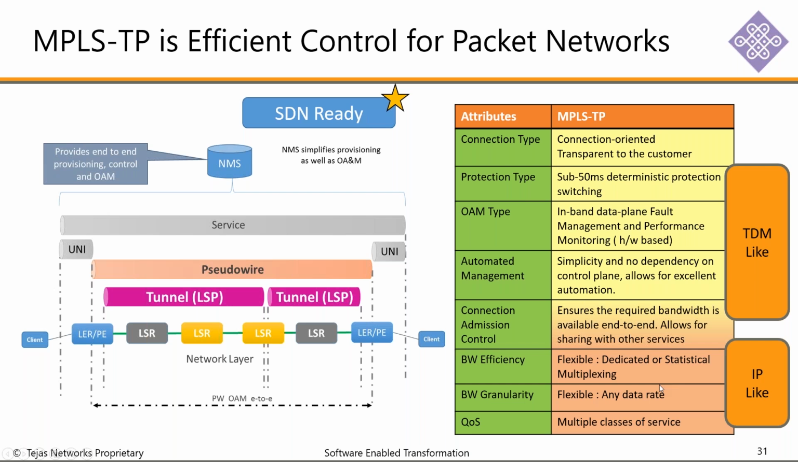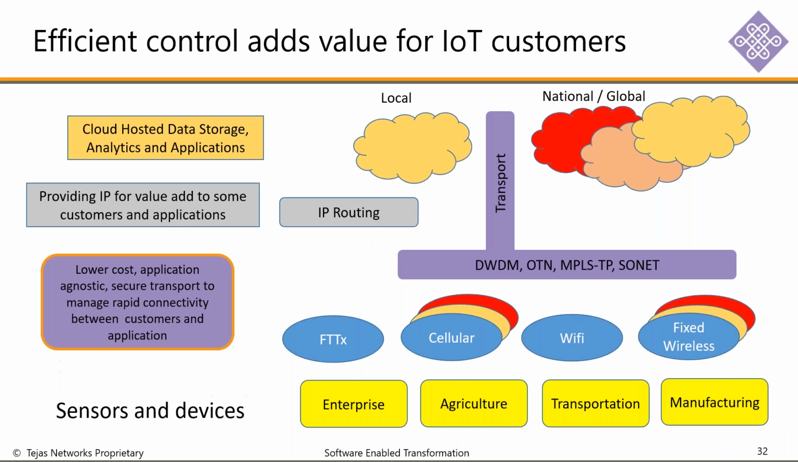And this is done through a few simple elements. Similar to what MPLS was, but just slightly restructured. The pseudo wire is still there, but instead of an LSP, they call it a tunnel, with still full OAM capabilities. And for IoT, that provides you the ability to look at different infrastructures. So you can have enterprise in IoT, agriculture, transportation, or manufacturing, and you have different ways of picking up that traffic.